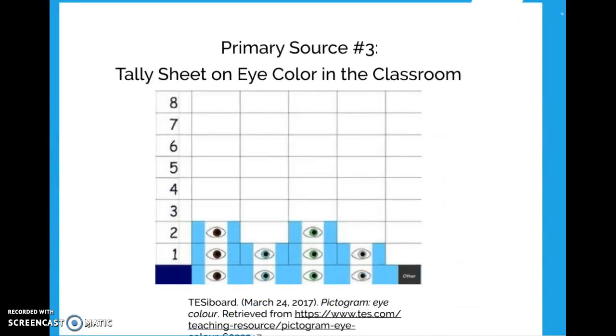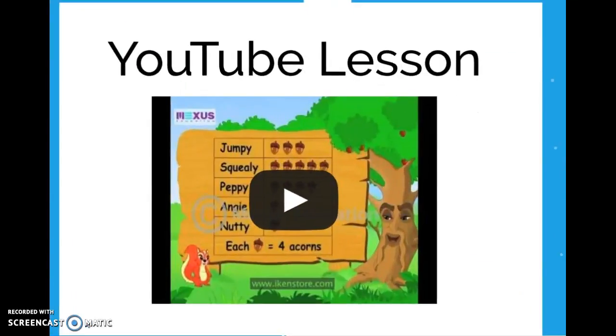And then this is another example of a tally sheet or a bar graph. We'll go through each student's eye color and record it on the chart. And here is our YouTube lesson.